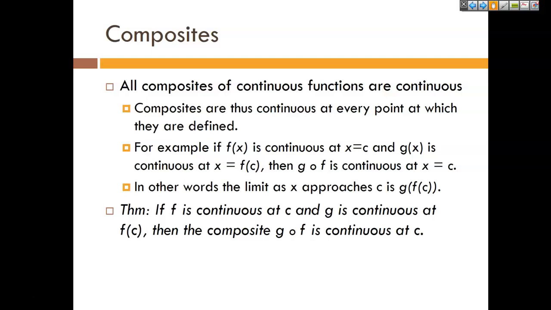In our textbook, this is referred to as Theorem 7. So in our textbook, the homework might state Theorem 7. Theorem 7 says if f is continuous at x equals c and g is continuous at f of c, then the composite g of f is also continuous at c.